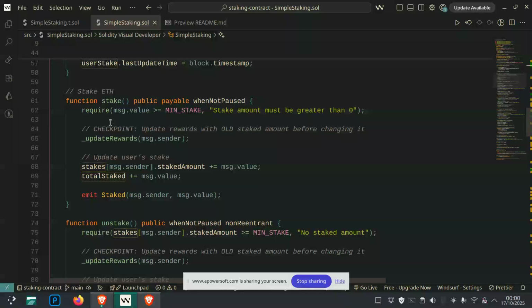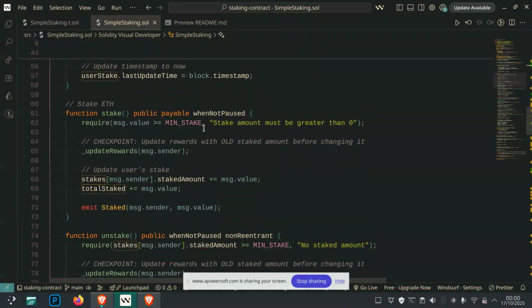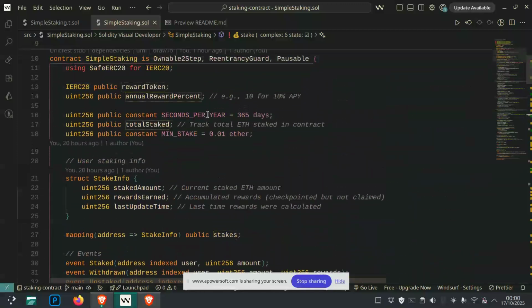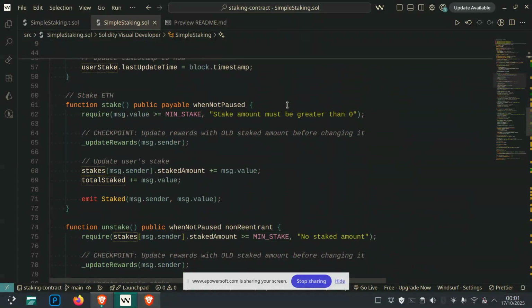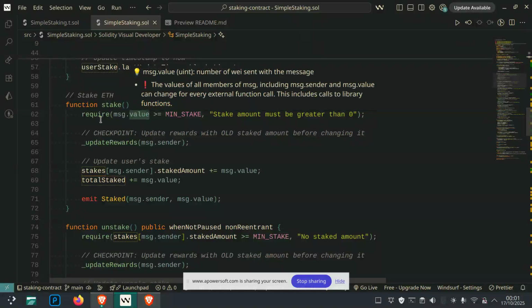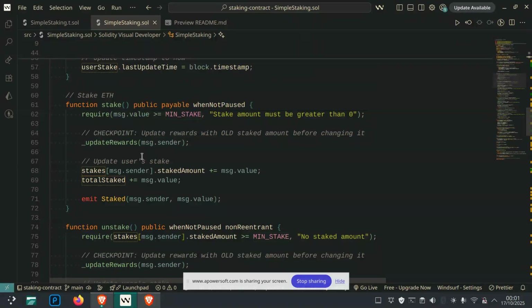So let's move on. We have the stake function. You see, anyone can call. It's public, it's payable, which means you can pay ether, the native token, with this function, and it's when not paused, because we are using Pausable from OpenZeppelin. We can use this modifier. So here we are checking if the message value is equal or bigger than minimum stake.